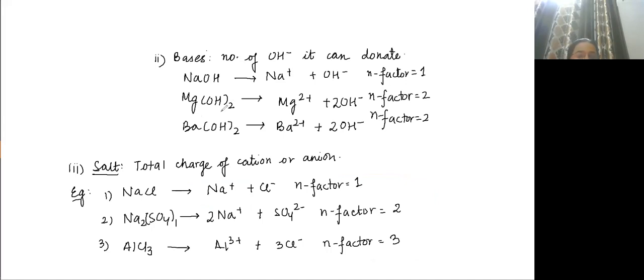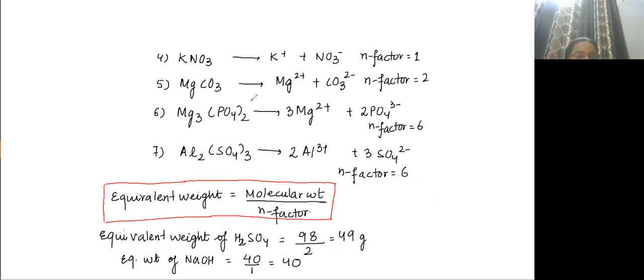Magnesium phosphate is just cross multiply. On magnesium the charge is 2 plus, on phosphate the charge will be PO4 3 minus. How many magnesiums are there? 3 magnesiums, so it will be 3. How many phosphates are there? 2. So it becomes 2. So n factor will be 3 into 2, 6. Either you can take the positive or the negative charge.